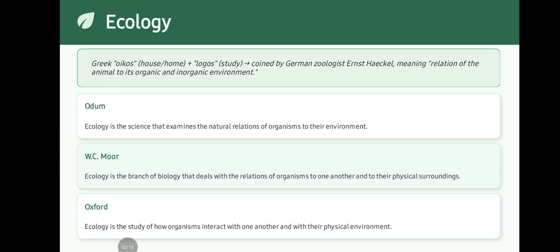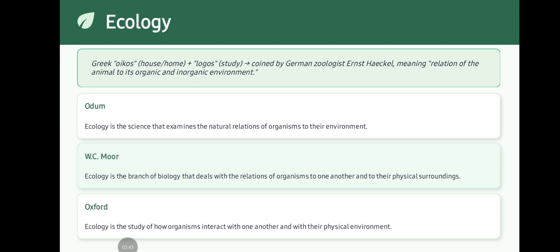Now we'll go to ecology. So what is ecology? Greek oikos, that is house or home, plus logos, that is study, coined by German zoologist Hans Haeckel, meaning relation of the animal to its organic and inorganic environment. Odum says ecology is the science that examines the natural relation of organisms to their environment.